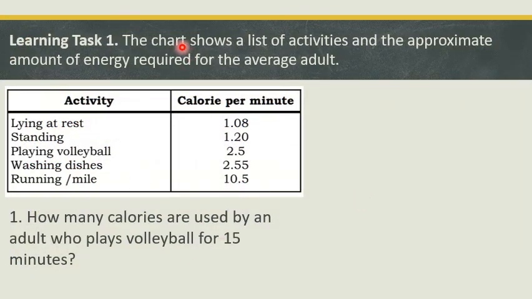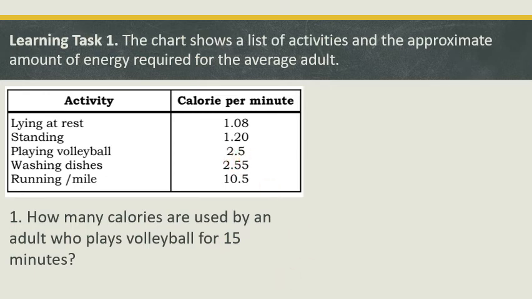So for lesson 1, the chart shows a list of activities and the approximate amount of energy required for the average adult. So ito yung mga activities natin and ito yung katumbas niya na calorie per minute. So yung first question natin is how many calories are used by an adult who plays volleyball for 15 minutes? So kada isang minuto ang naglalaro ng volleyball ay nakakagamit ng 2.5 calorie per minute. So, ito po ay 15 minutes.